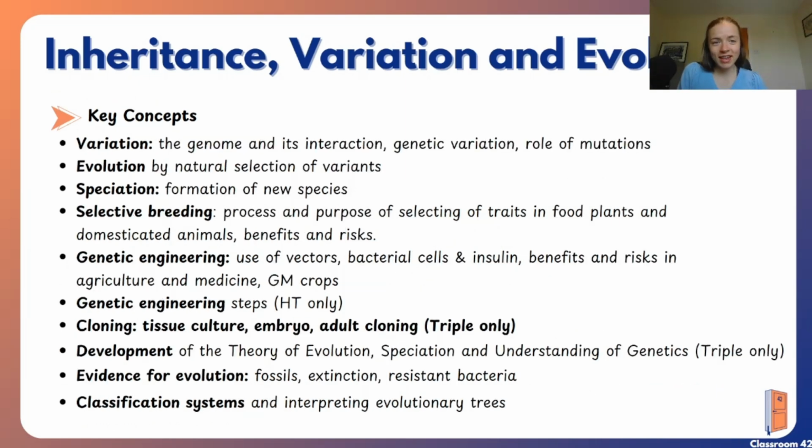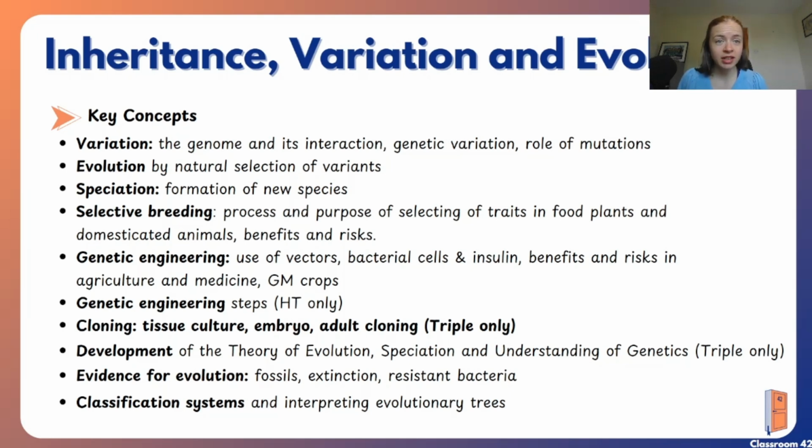And again, just to recap the key concepts in B6 Part 2, we have variation, evolution, speciation, selective breeding, genetic engineering steps for higher tier students, cloning, so tissue culture, embryo culture, and adult cell cloning for triple students, the development of the theory of evolution, speciation, and that understanding of genetics. Again, that's a triple tier student topic.